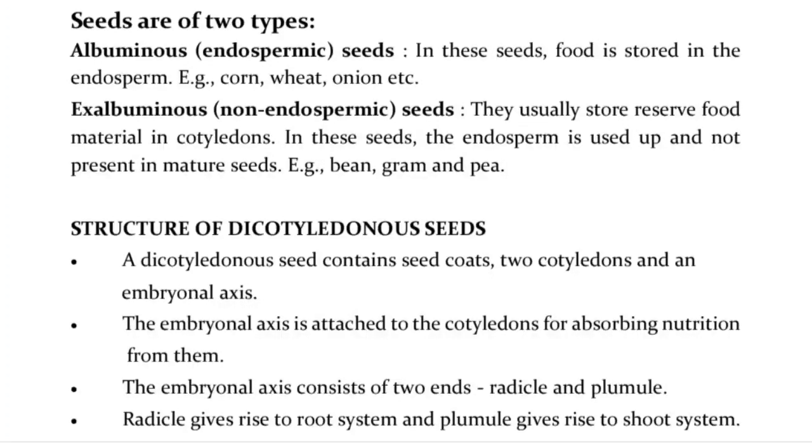Structure of dicotyledonous seeds. A dicotyledonous seed contains seed coats, two cotyledons and an embryonal axis. The embryonal axis is attached to the cotyledons for absorbing nutrition from them. The embryonal axis consists of two ends, radicle and plumule. Radicle gives rise to the root system and plumule gives rise to the shoot system.